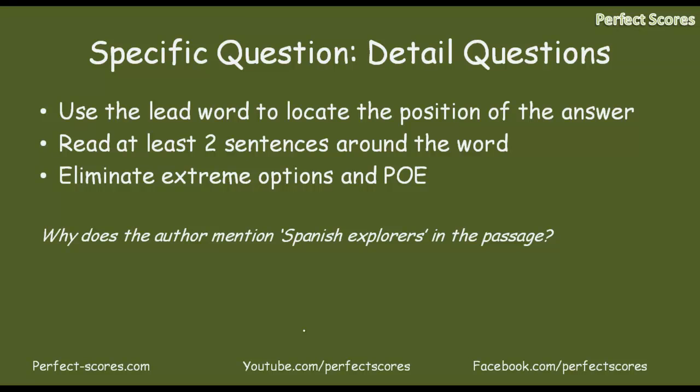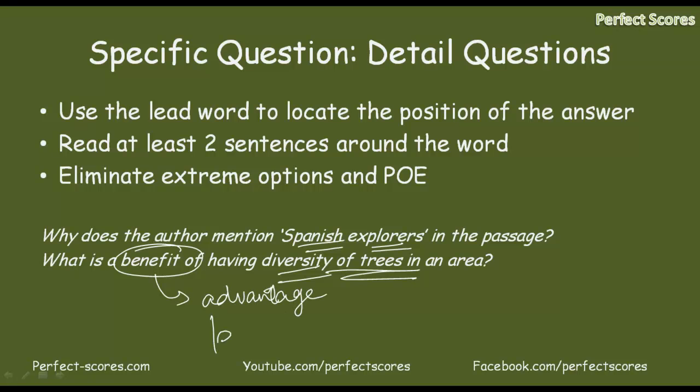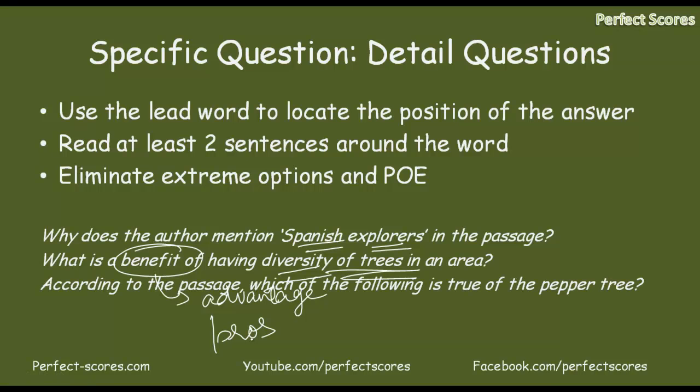For example, why does the author mention Spanish explorers in the passage? Or what is a benefit of having diversity of trees in an area? So the lead word in this case is Spanish explorers. In this case, diversity of trees and benefit. So maybe in the passage instead of benefit, you may come across the word advantages or something like pros. It could be anything. You need to be ready for that. Or according to the passage, which one of the following is true of the pepper tree? That is your lead word over here.